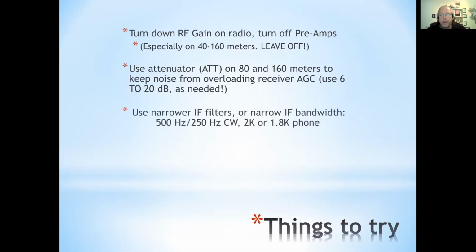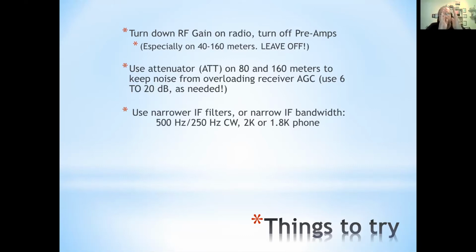Use narrow IF filters, right? Or a narrow IF bandwidth. If you're operating on CW, make sure you've got a 500 hertz filter in there or a 250 hertz CW filter. If you're on phone, instead of the 2.5 kilohertz filter, try to put in a 2 kilohertz filter or 1.8 kilohertz, right?